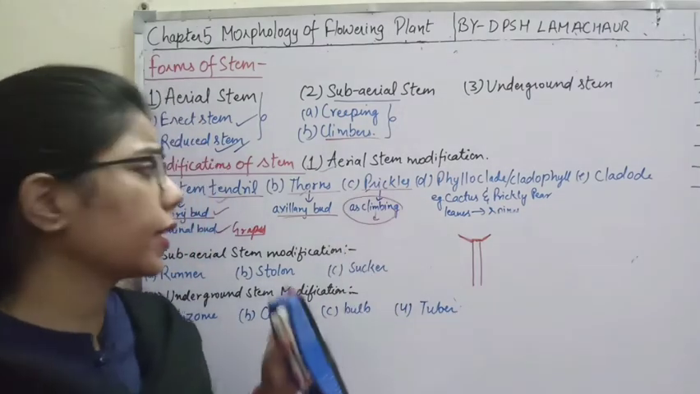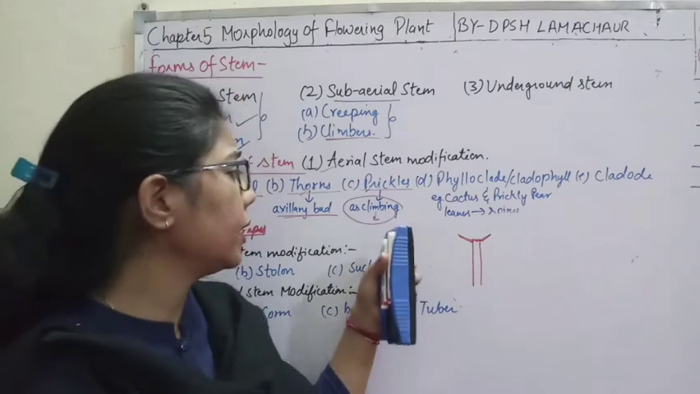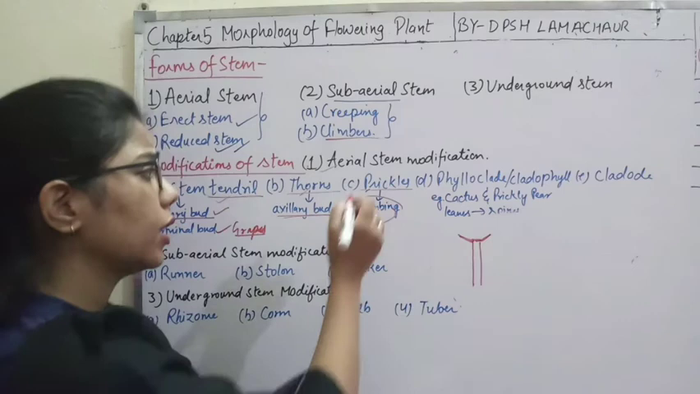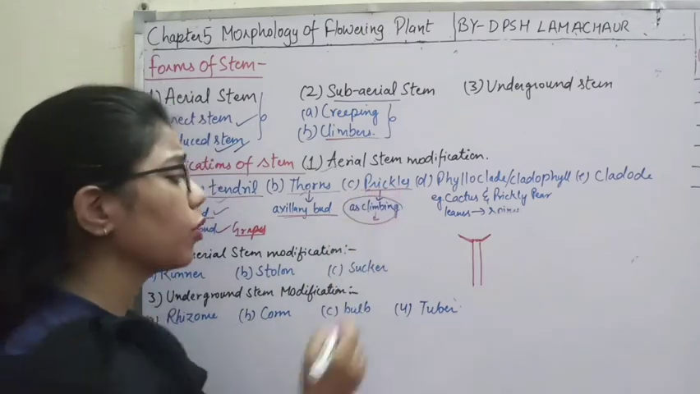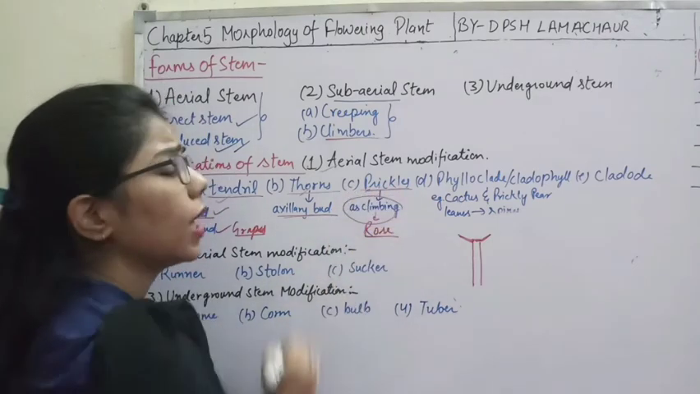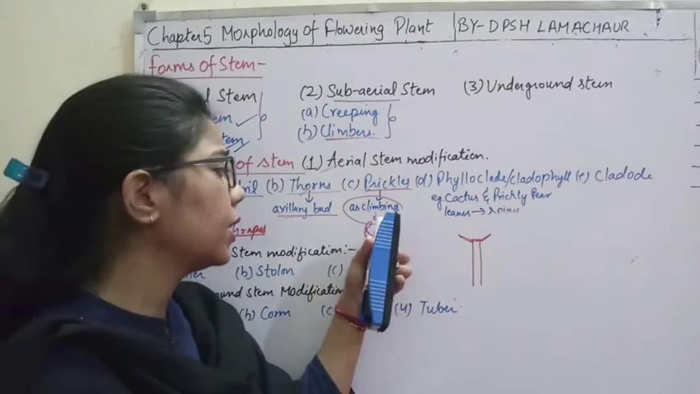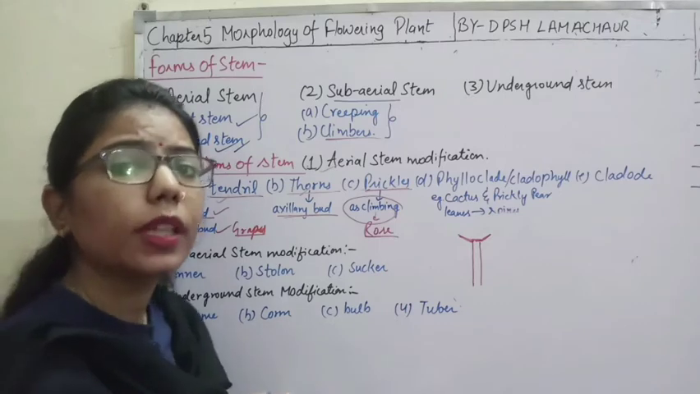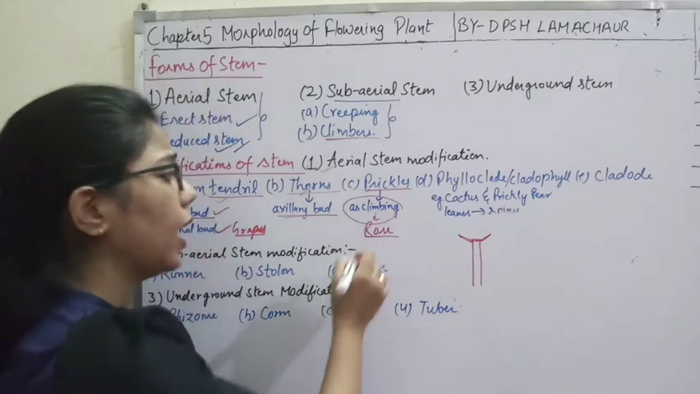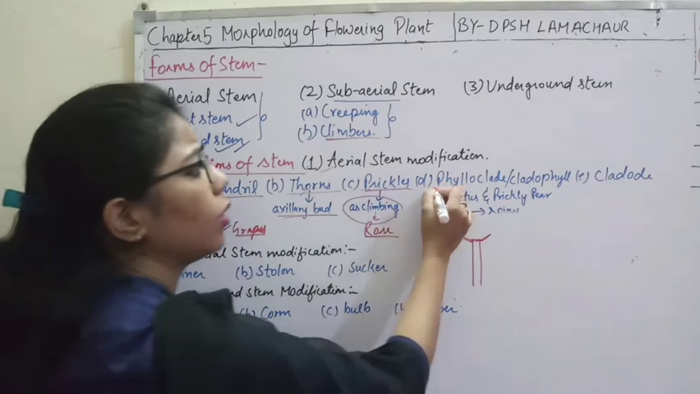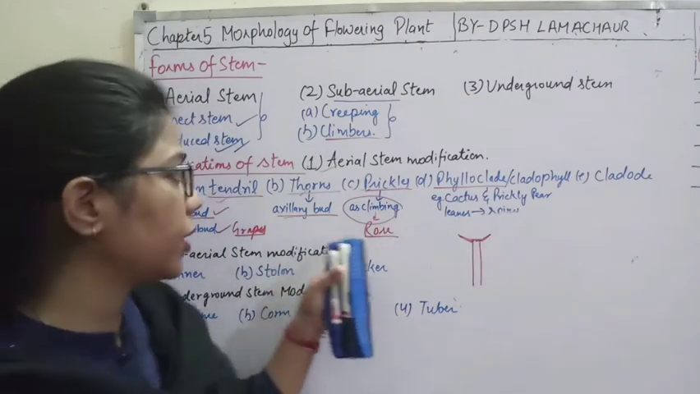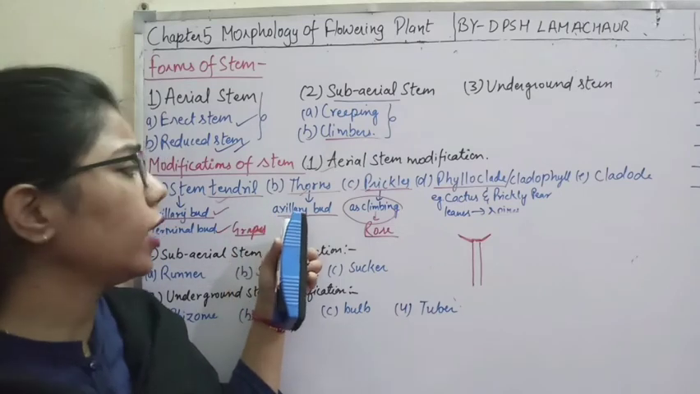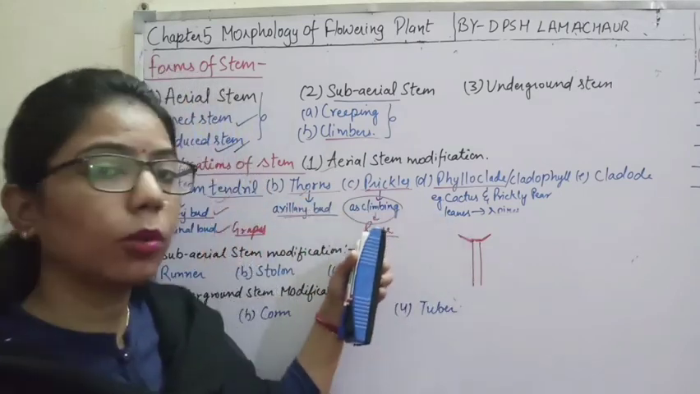Then prickles. In case of prickles, again it is a modified stem, and this modified stem will act as a climbing one, right? And these prickles you can see in case of rose. Okay, in case of rose. And what is the function of these prickles? These prickles help the plant to protect from the grazing animals. Okay, and another one is the phylloclade. Then I will explain what is the difference between these three here. We are talking about the thorns, the spines, and the prickles.